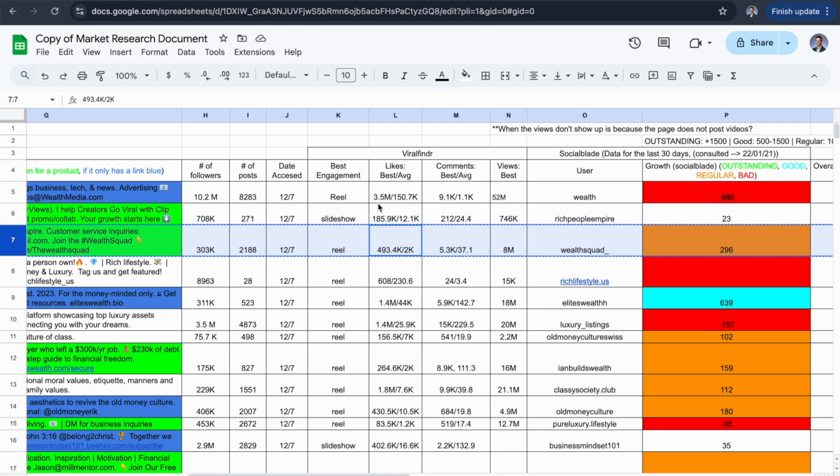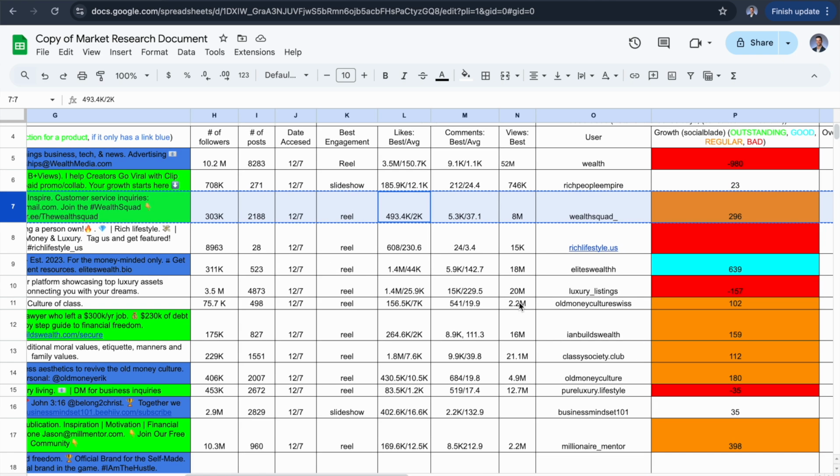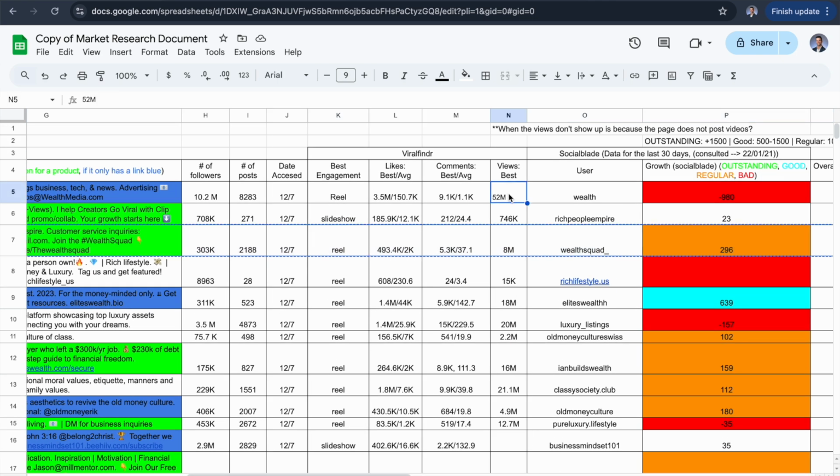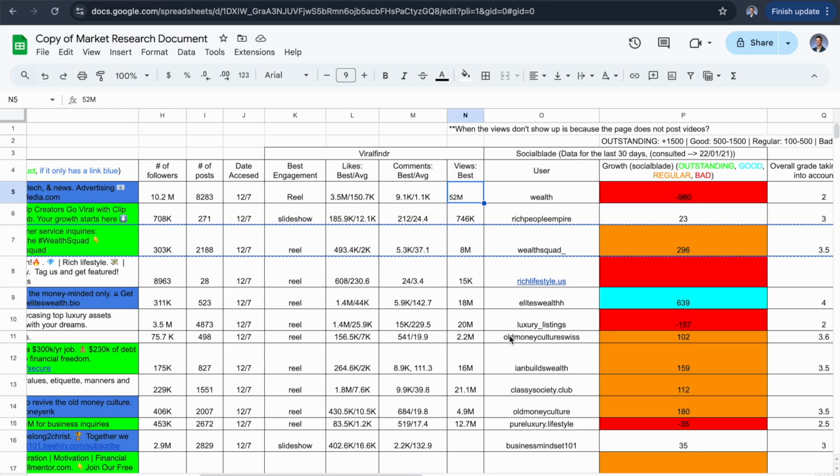Showing their most amount of likes, average likes, same with comments, and then the most amount of views they've had. So 52 million views just on one post. That's pretty good.